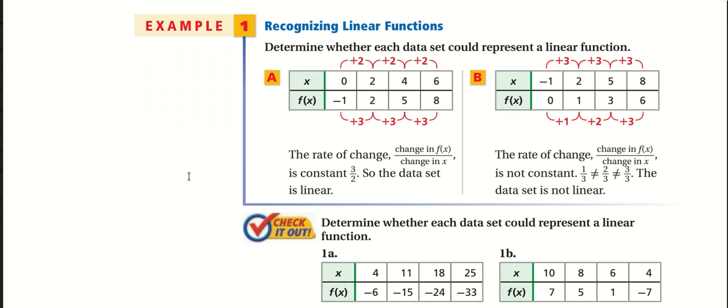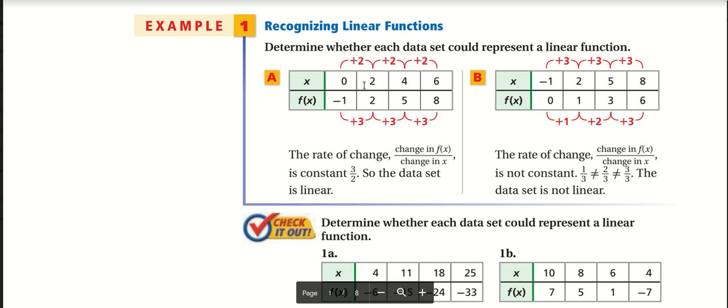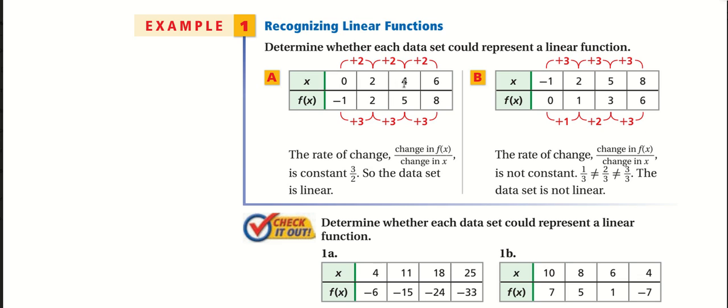So, first thing we're going to have to know how to do is how to recognize a linear function. Now the way that you do that is you take what's called a first level difference. You take the differences of all the x values, 2 minus 0, 4 minus 2, 6 minus 4, and you take the differences of all the y values. 2 minus negative 1, 5 minus 2, 8 minus 5. And if you get the same difference every time for the x and the y, you can say that the data set is linear. So the rate of change here, the change in f, is 3. The change in x is 2, so the slope of the line is 3/2.